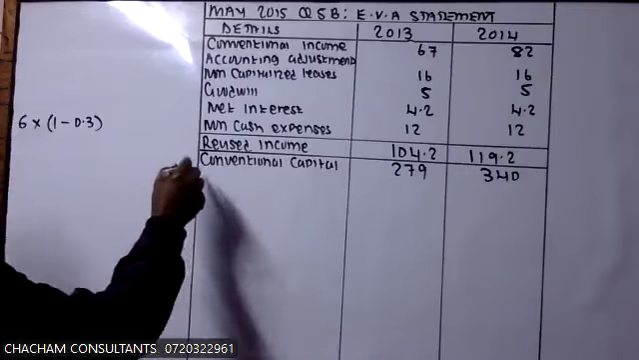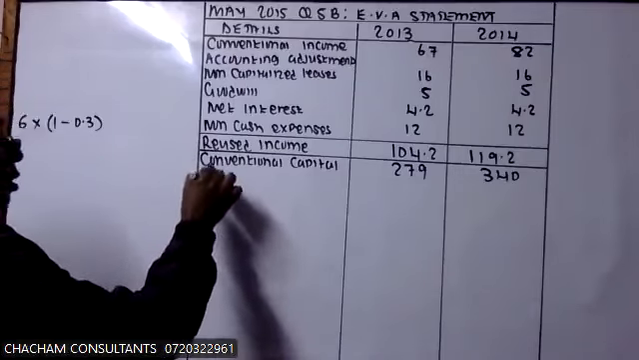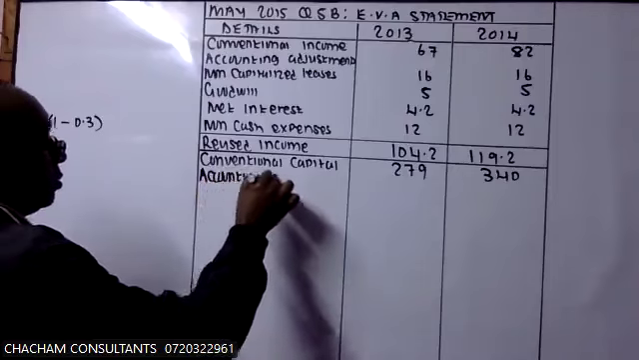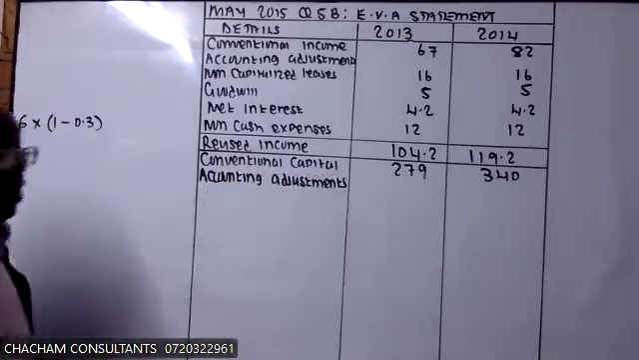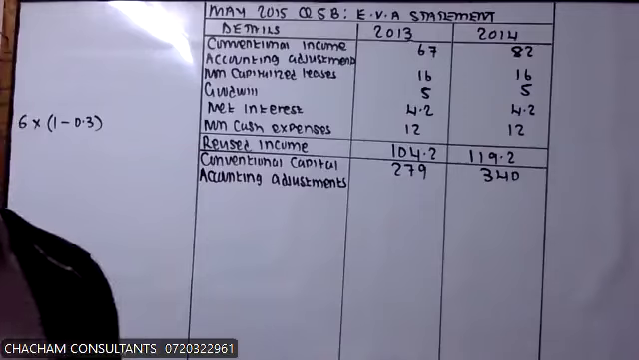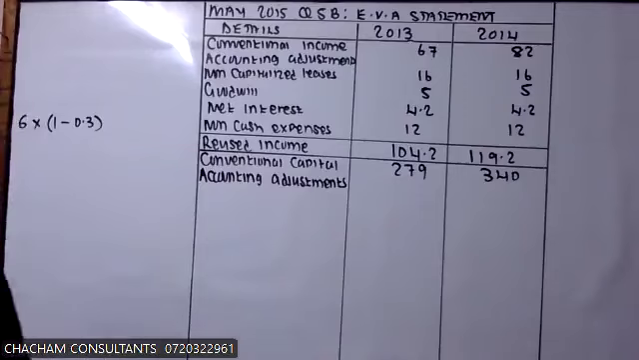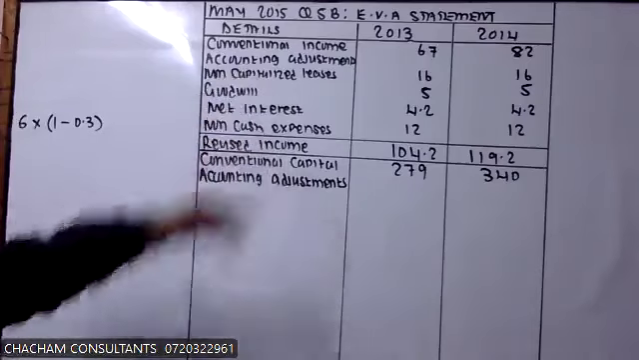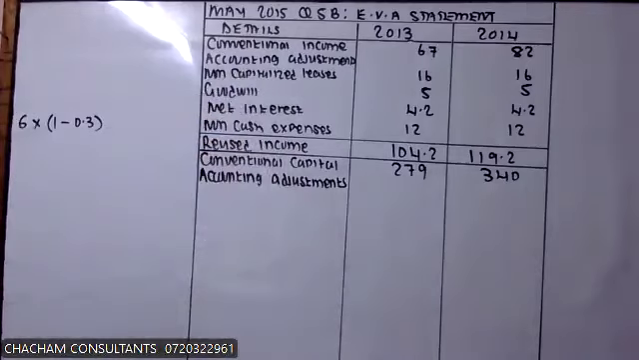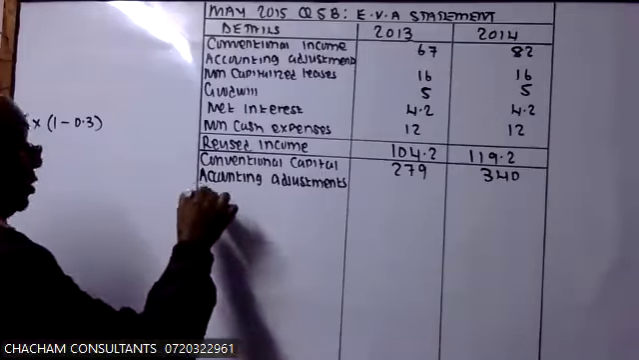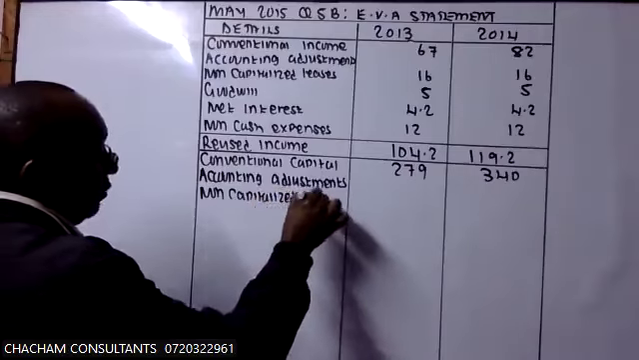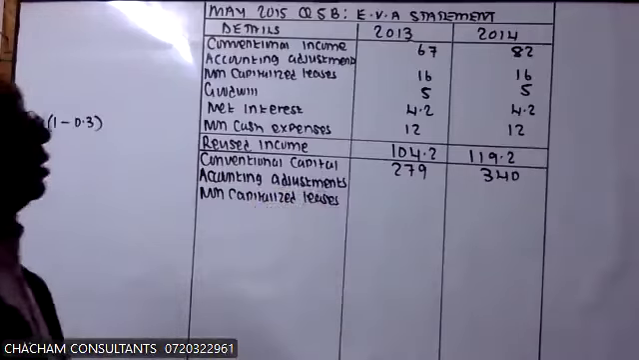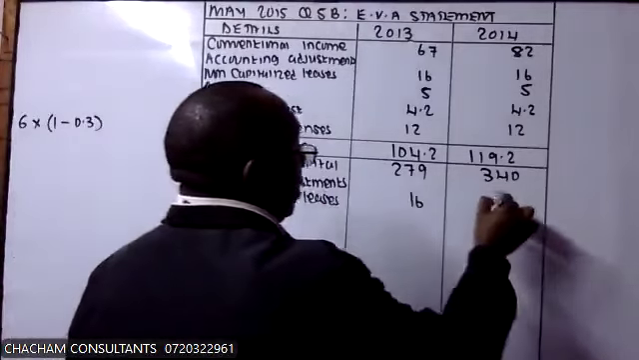We do now the accounting adjustments. So the accounting adjustments, nilikwambia unaangalia tu hizi. So the first one is leases. So leases must come in. Non-capitalized leases, because tunataka kuifanya part of assets. So hii 16 na hii 16.